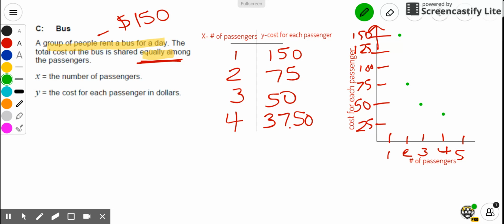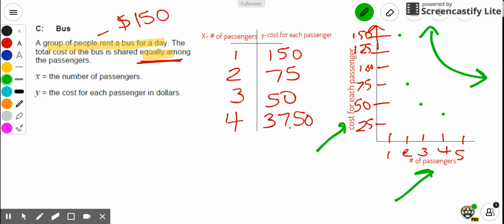So does it make sense to connect these points? So the two things I'm talking about are cost. So it makes sense to have $50. So I could connect that way. And the number of passengers. Well, passengers are people. Can I have half a person? Hopefully you answered no to that question. So I'm not going to connect this, but I am going to sketch the shape. And the shape looks something like this.